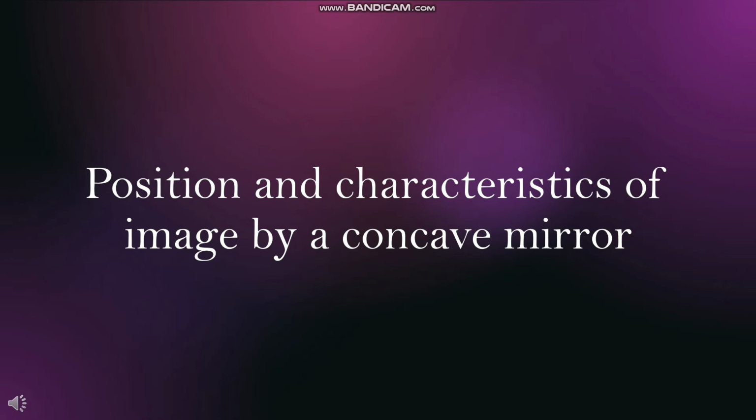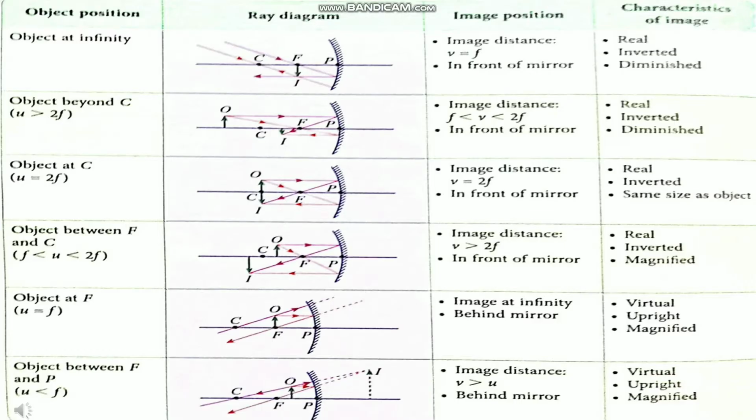Positions and characteristics of image by a concave mirror. Object position: object at infinity, image position: in front of mirror, characteristic of image: real, inverted, diminished. Object beyond C, image in front of mirror, real, inverted, diminished. Object at C, image in front of mirror, real, inverted, same size as object. Object between F and C, image in front of mirror, real, inverted, magnified.